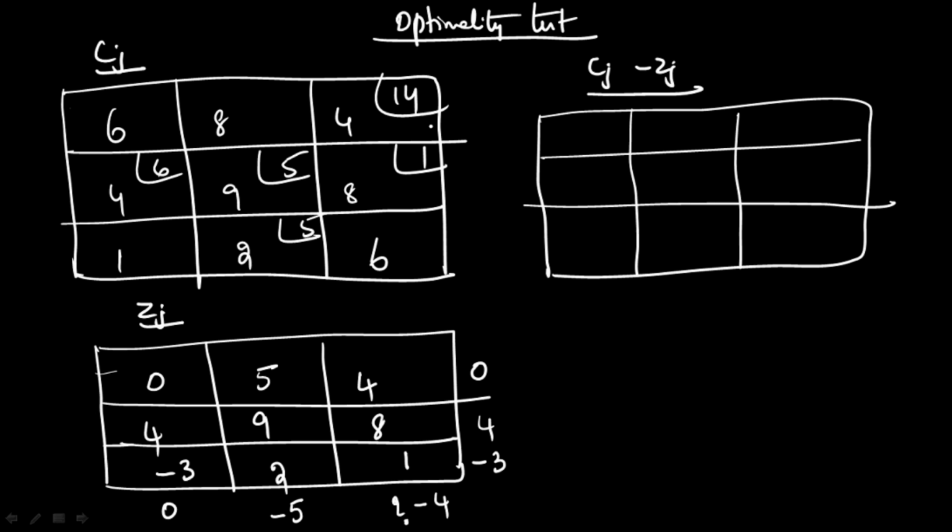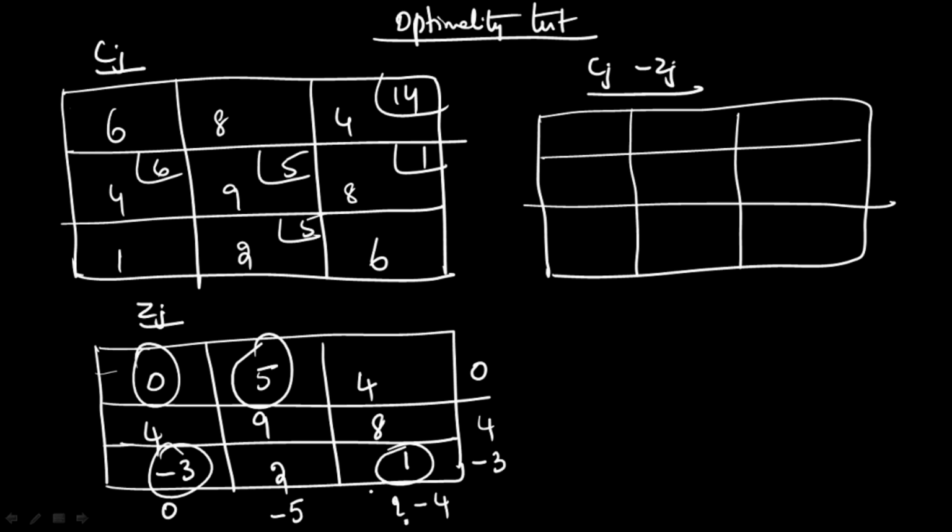Very simple. Now, once you're done with Zj, you underline all the unallocated cells. What are the unallocated cells? 6. For that, the corresponding is 0. So it's an unallocated cell. For 8, the corresponding is 5, which is unallocated. This is unallocated. This is unallocated. Correct? All these are unallocated cells.